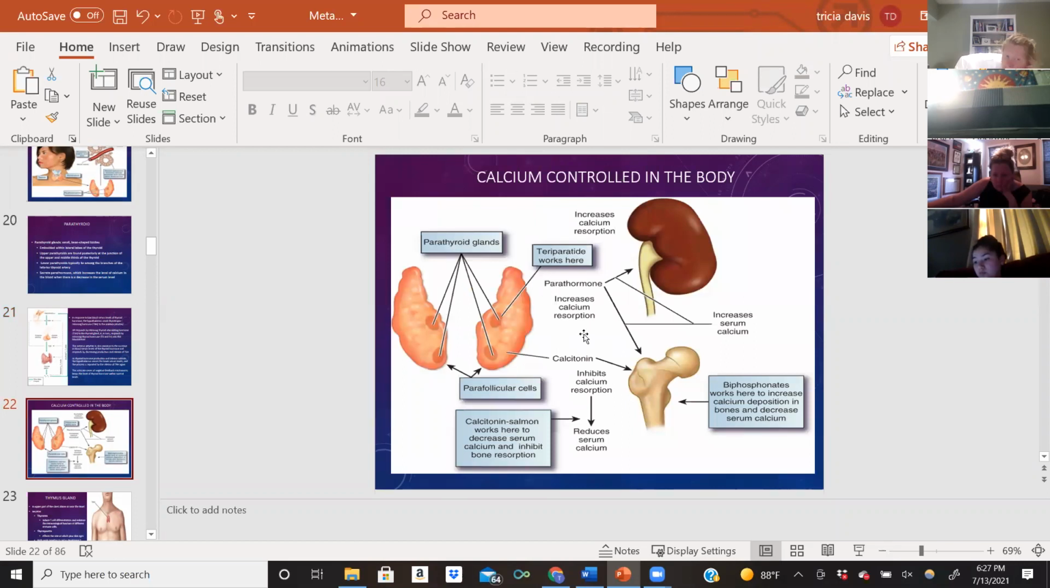So this is in your book. This is how the calcium is controlled in the body through our parathyroid glands.